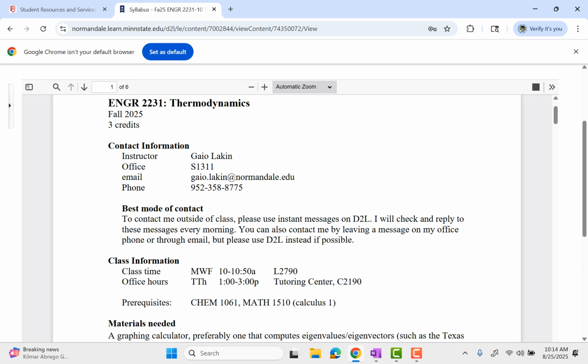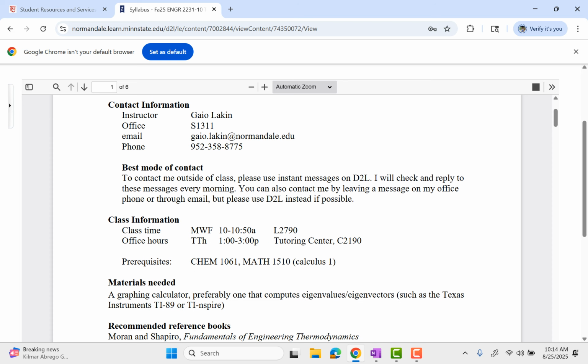My office is downstairs next to the physics labs. You probably won't need my office too much because I do my office hours in the tutoring center. But I'll get to that in a sec. The best way to contact me if you have questions is to use the instant messenger on D2L.